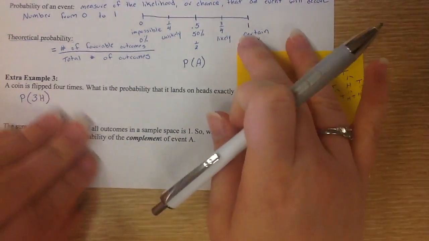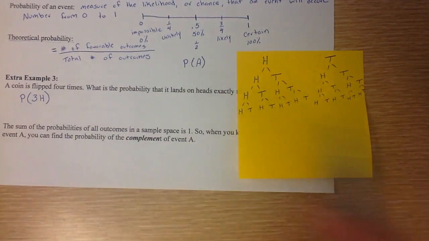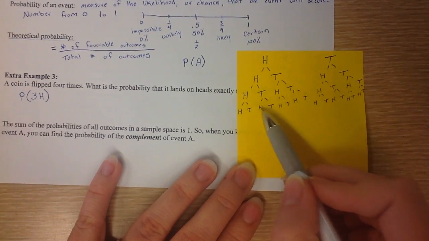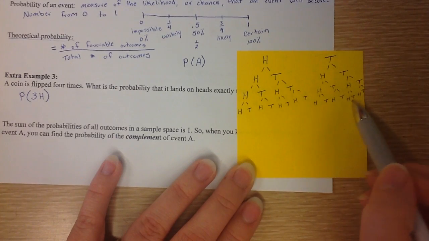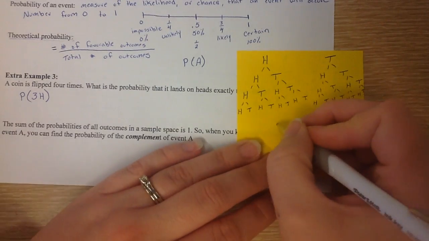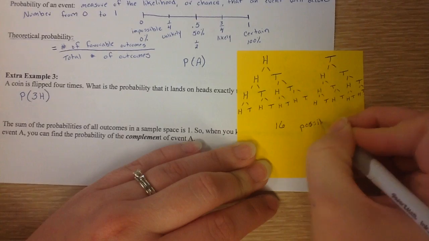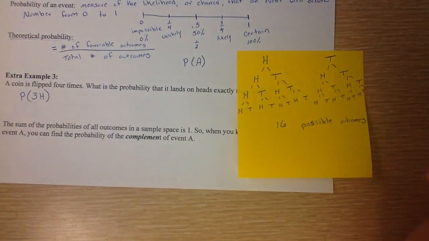Now we want the probability of exactly 3 heads. First of all, how many different possibilities are there? Let's look at my bottom row. How many do I have? 1, 2, 3, 4, 5, 6, 7, 8 if I do a heads first, and 1, 2, 3, 4, 5, 6, 7, 8 if I do a tails first, so there are a total of 16 possible outcomes.